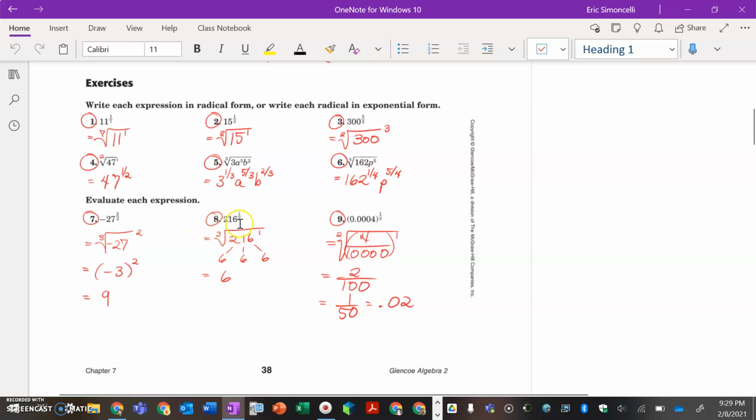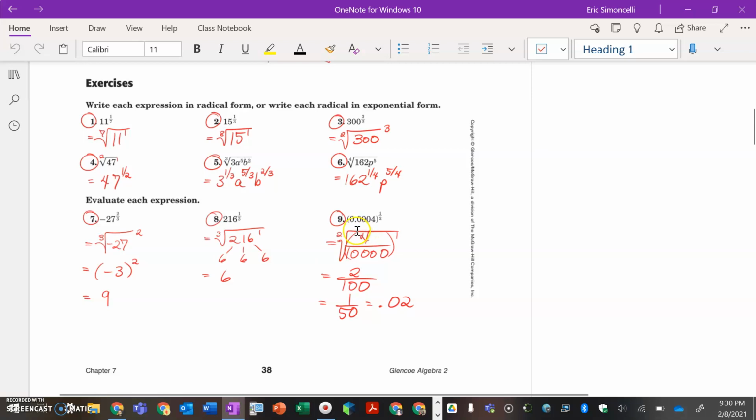Number 8, 216 to the 1/3. In other words, the denominator there becomes the index, so the cube root of 216 to the 1st power. 216 does in fact end up being a perfect cube. And then the factor tree approach, you see 3 6s, and there you have it. Those end up being cube rooted to give us 6. 6 to the 3rd power again. Because it's 216, we have the cube root of which ending up being 6.